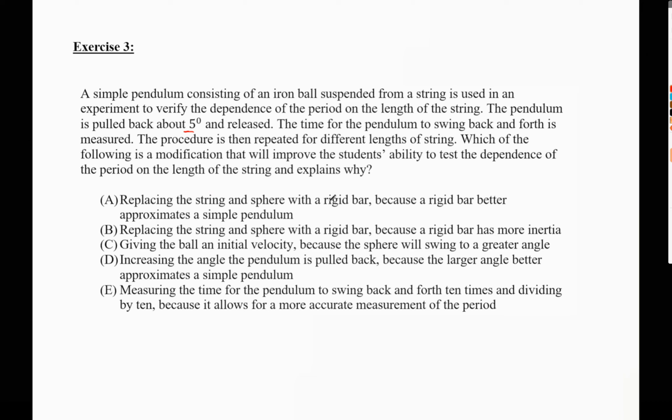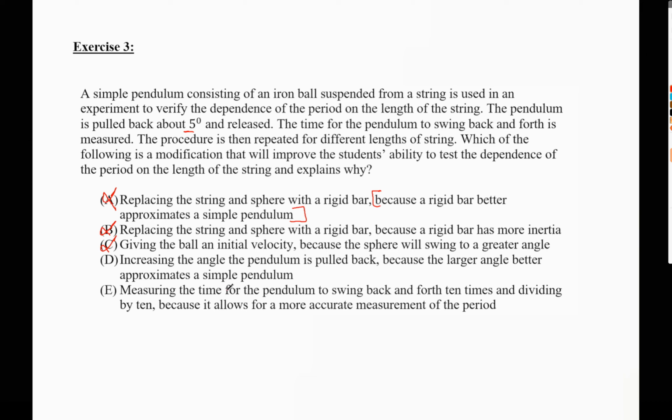A, replacing the sphere and the string with a rigid bar, because a rigid bar better approximates a simple pendulum. Now the problem with this statement is that whenever we're using rigid bodies, we're far from the simple pendulum, so we can eliminate A. B, replacing the string and the sphere with a rigid bar, because a rigid bar has more inertia. No, that's wrong. C, giving the ball an initial velocity because the sphere will swing to a greater angle. That's wrong, because we need the angles to be very small.